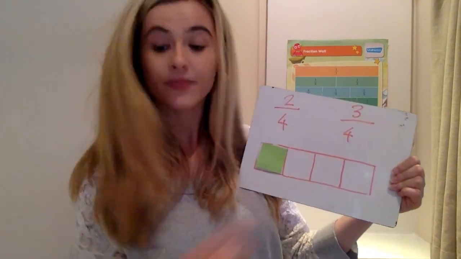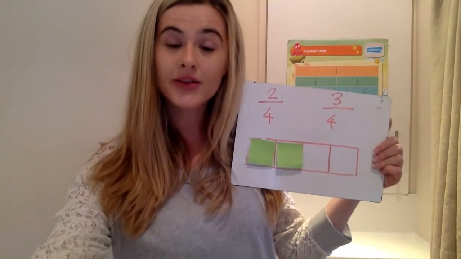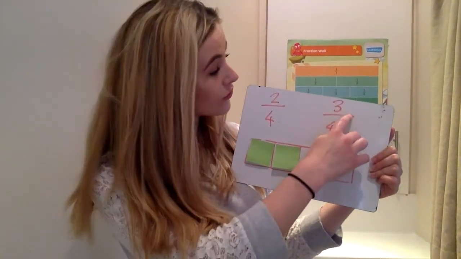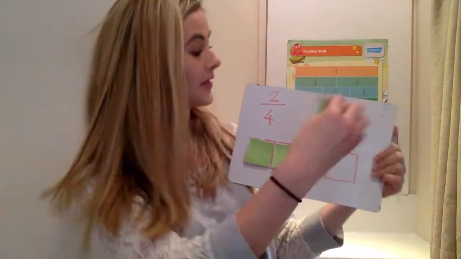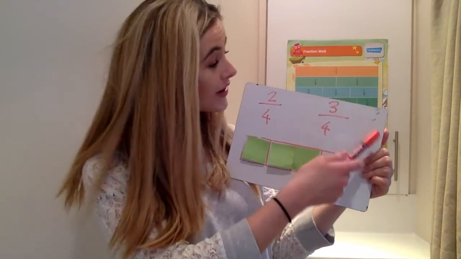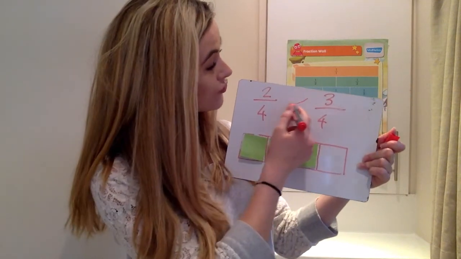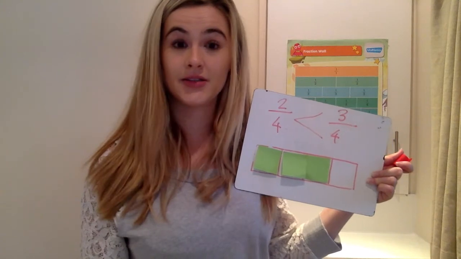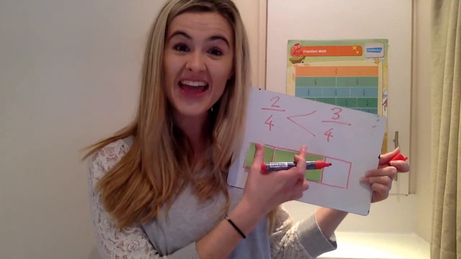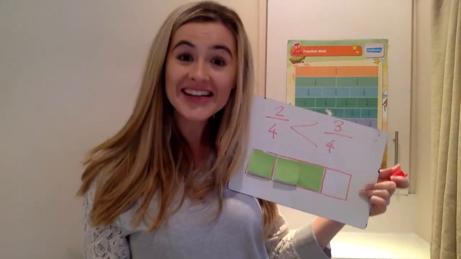1, 2. I've got 2/4. If I want 3/4, I'm going to need to add more because 3 is greater than 2. So I need a third piece. So I can see that just like 3 is greater than 2, 3/4 is greater than 2/4. So when the denominators are the same, I just need to look at how many of those parts I'm selecting.